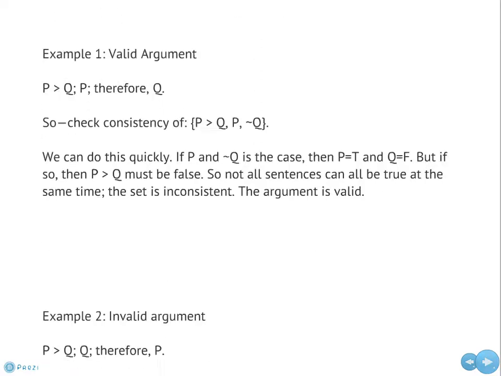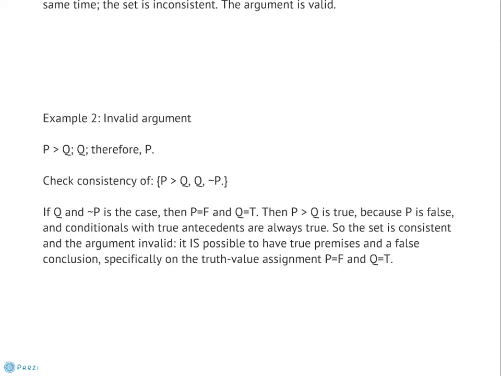Let's look at an invalid argument then. This is a very famous fallacy, affirming the consequent. You can look it up on Wikipedia. It goes, if P then Q, Q, therefore P. So we check the consistency of if P then Q, Q, not P. Premises, negated conclusion.